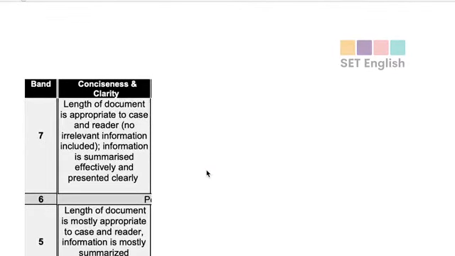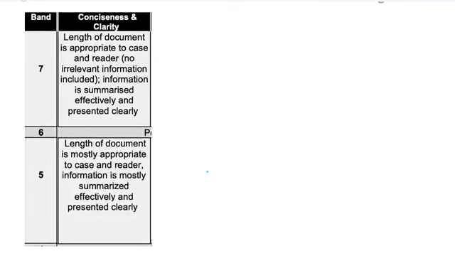Look at what it says here. Let me zoom in a little bit up here. There we go, we can see it. You can see that to score a band 7, 6 or 5, you have to have these kinds of characteristics in your writing. Now look at some of the words that are important here. Information is summarised effectively. Information is mostly summarised effectively. So that word summary, that word summarise, it's there, it's part of the criteria.